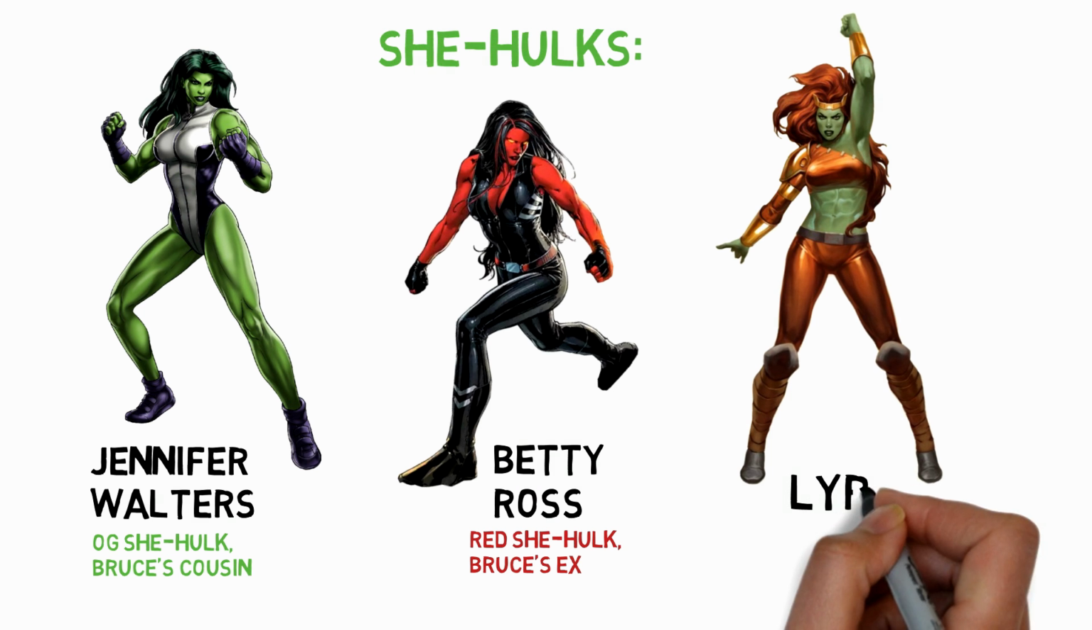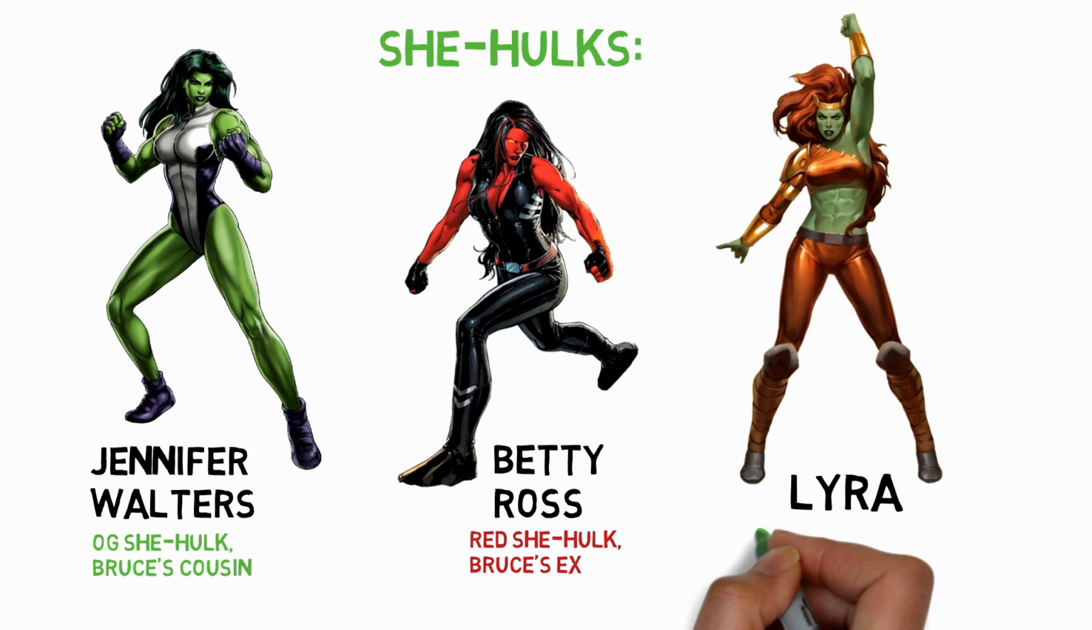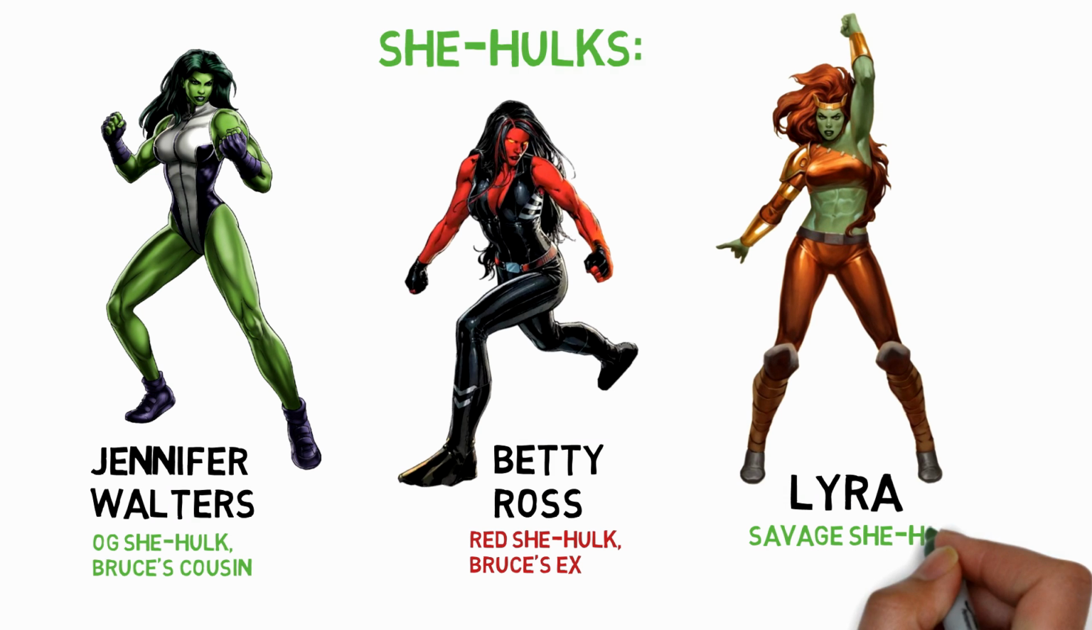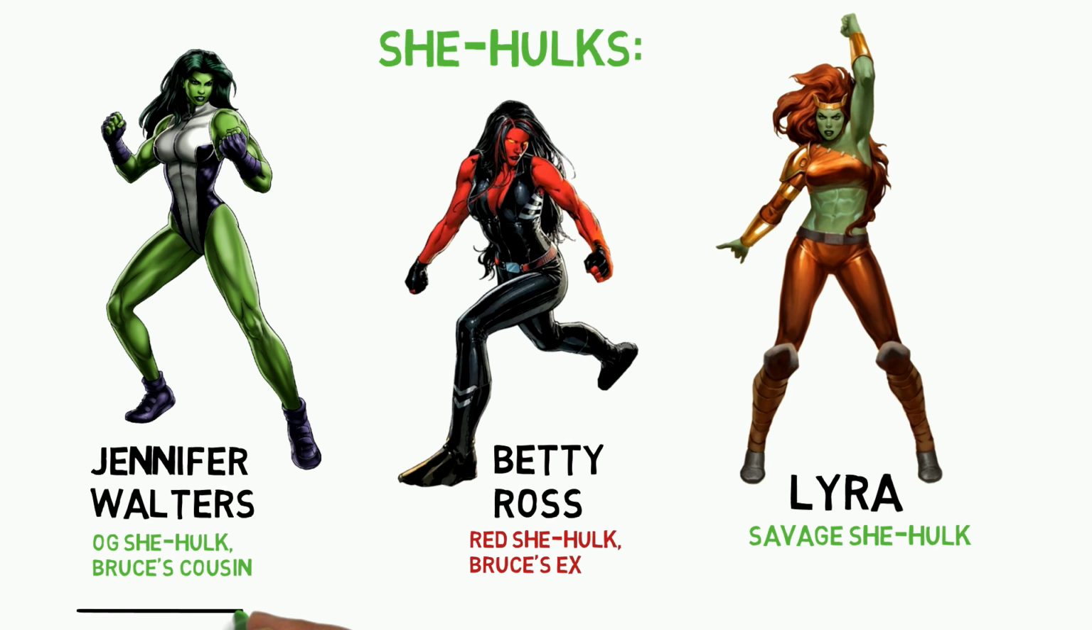Next, we've got Lyra, also known as the Savage She-Hulk. So she's from an alternate future, and she's the daughter of the Incredible Hulk and Thundra. She actually traveled back in time to the present and ended up staying in this timeline. She actually gets stronger the calmer she is instead of when she's angry.